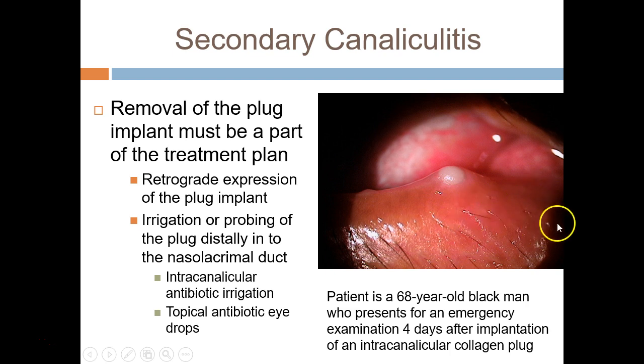So I grabbed a Q-tip and tried to just roll it out through the puncta. Once I got that stuff out of the way, I could not make that happen.